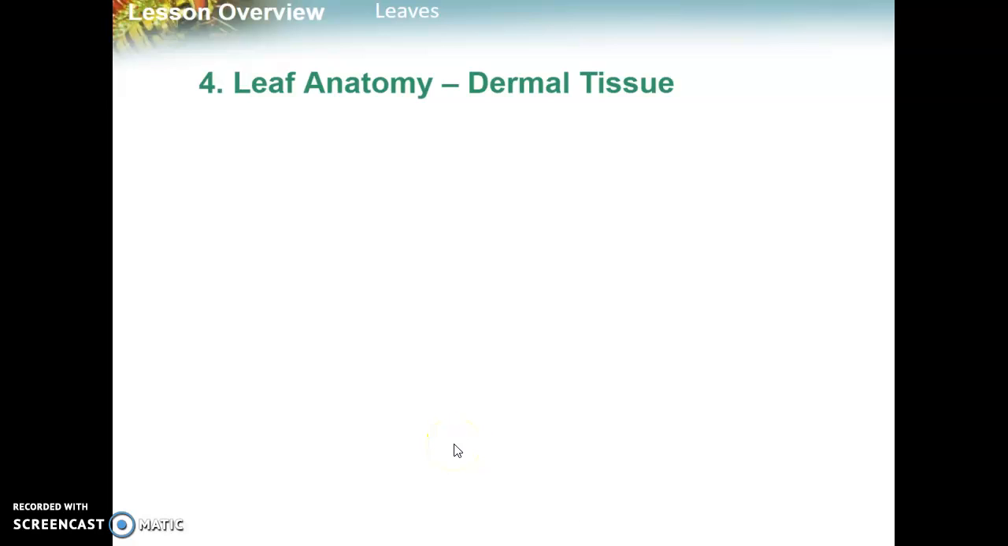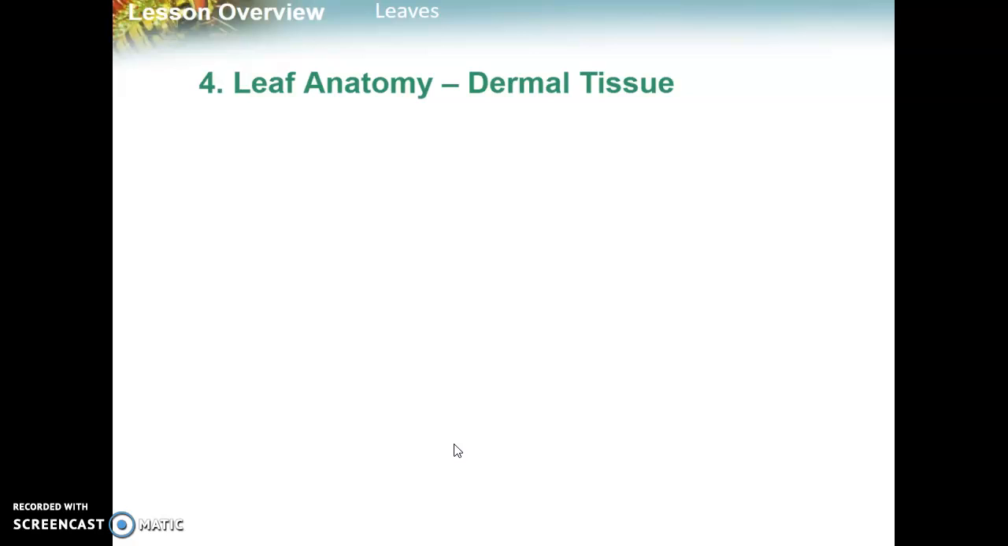Hello everyone, Mr. Harper here, and we are going to continue our discussion on the leaf. Remember, we talked in our first session on the purpose of a leaf and the two parts. The purpose is to do photosynthesis, collect sunlight, do photosynthesis. And the two parts are the blade and a petiole.